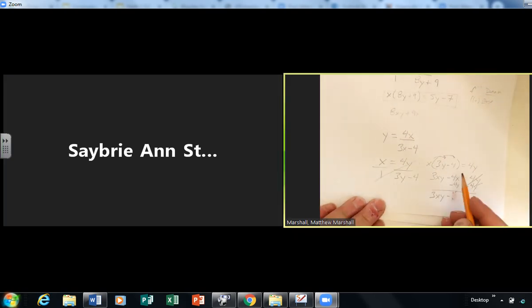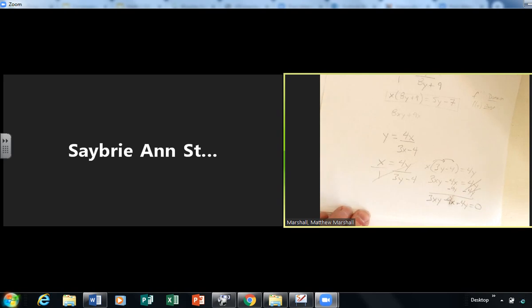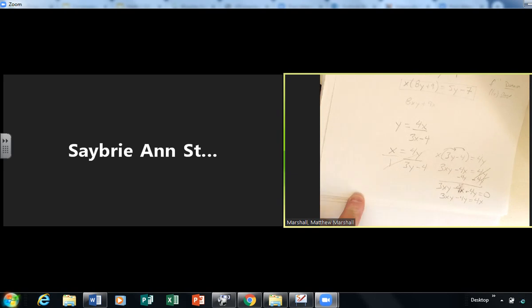There we go. So that's still minus 4x minus 4y equals 0, and then I guess if you took that as 3xy minus 4y and added 4x to both sides, you get that. And then I believe they factored out a y out of that to get 3x minus 4.